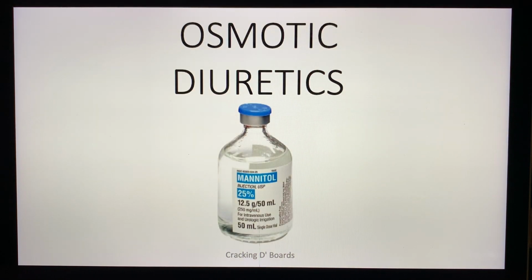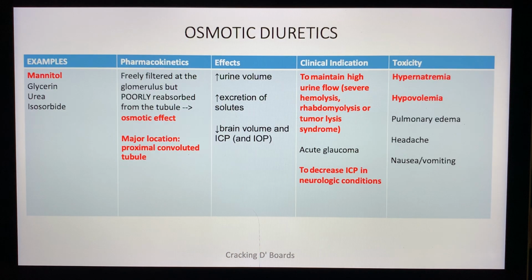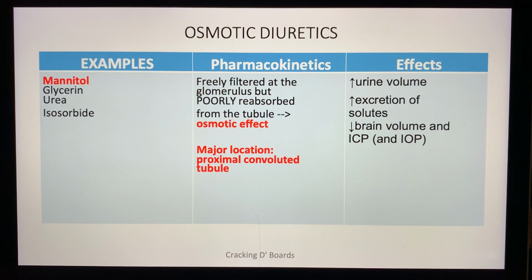Now lastly, we're finally here, your osmotic diuretics with the prototype mannitol. Now, this is the busy table, so let me go straight to the summary. Examples of osmotic diuretics: mannitol, memorize this by heart. Medical interns would have their experience giving mannitol for their neurosurgical patients, those big syringes. So we have glycerine, urea, and isosorbide.